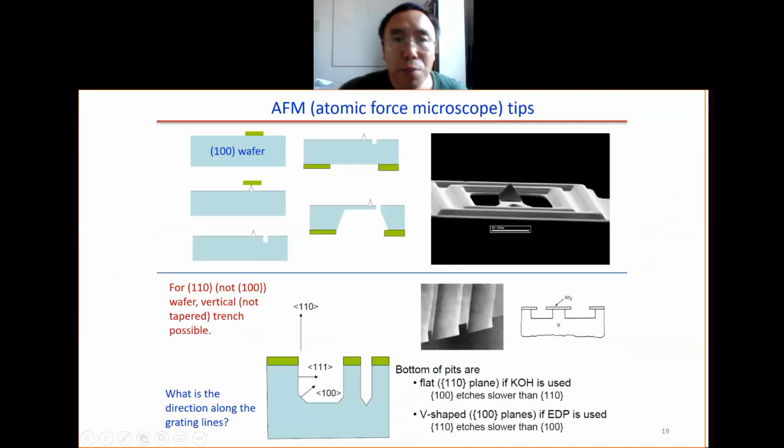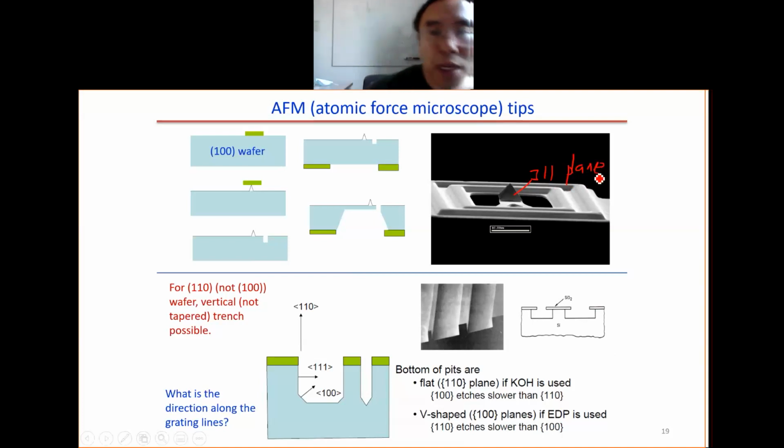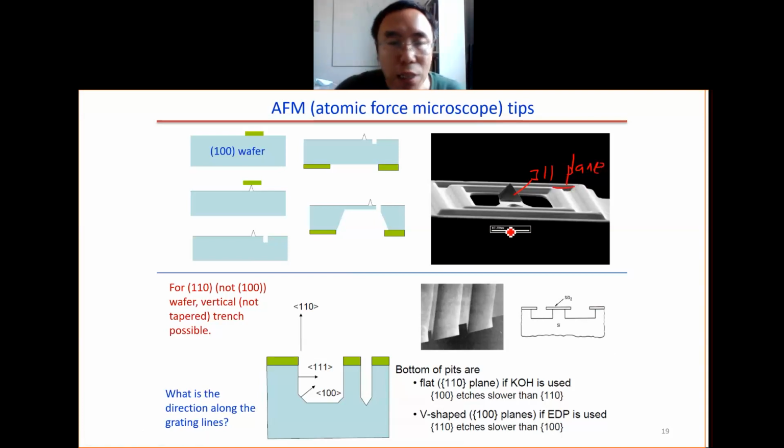So we can use this process to make AFM probes. Here we pattern the mask. Then we do the etch. Then we get this plane. Here you can see this one may be the 311 plane, or it can be other planes depending on the etchant. So the fastest etching depends on the etchant. The slowest etching is always 111.